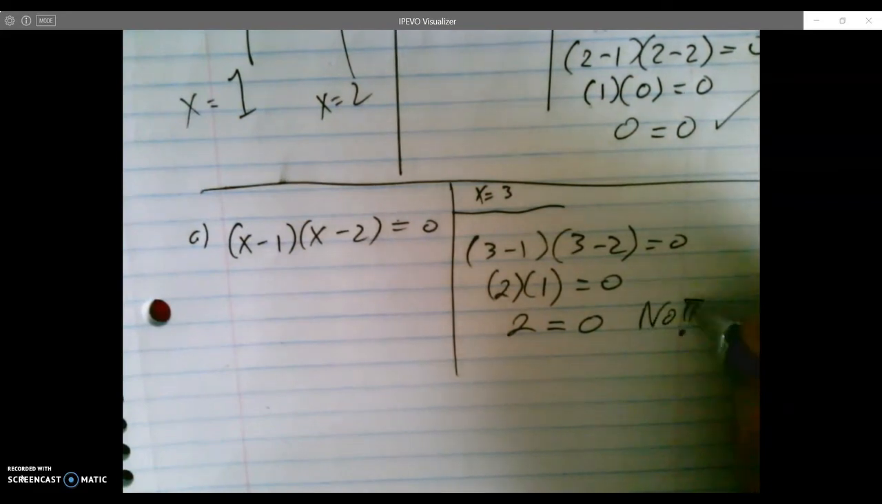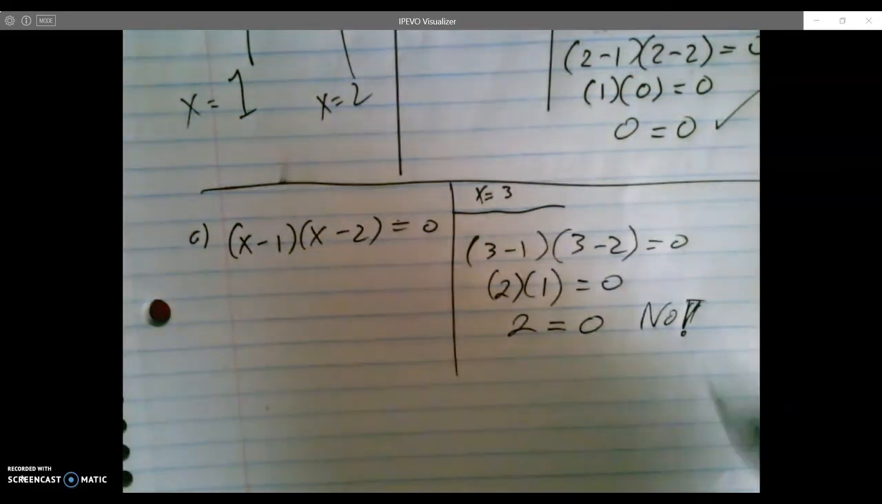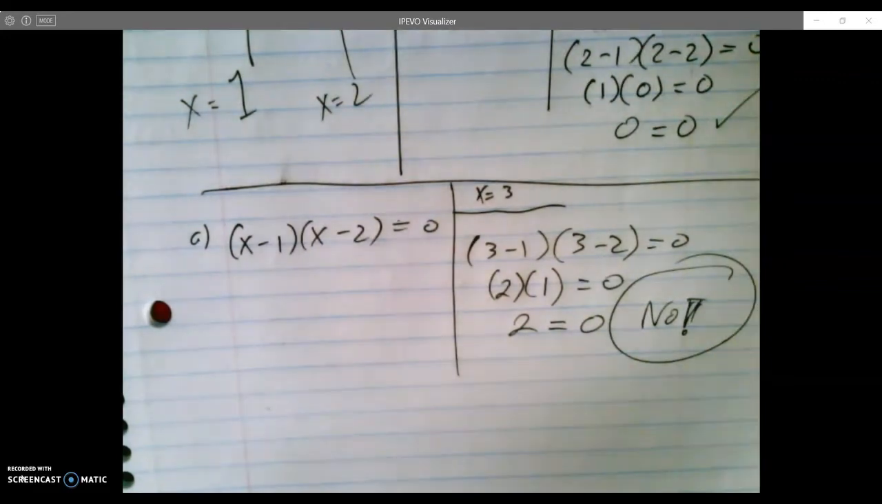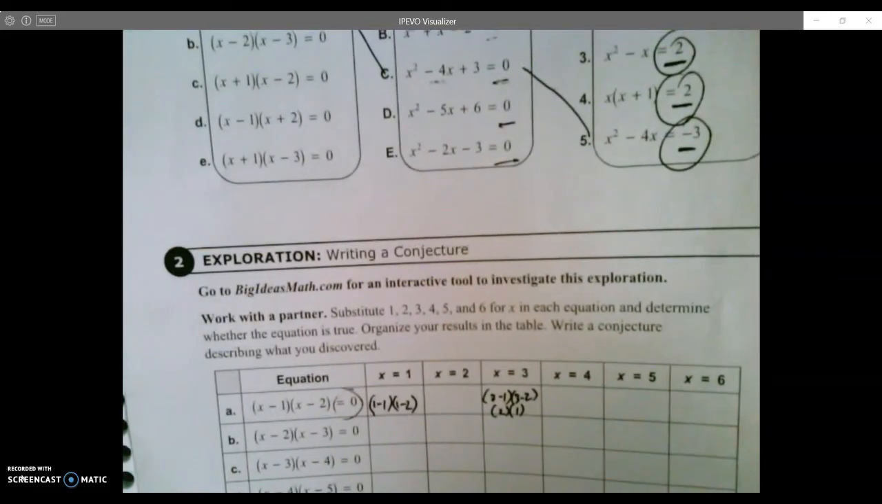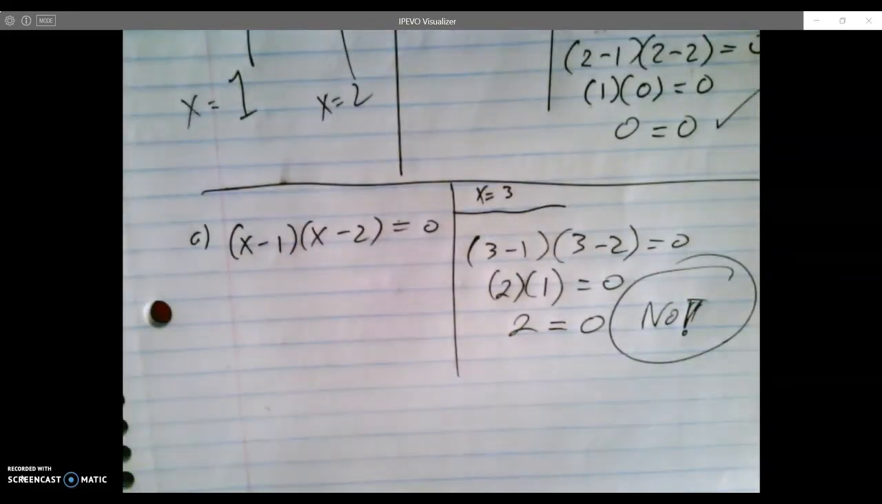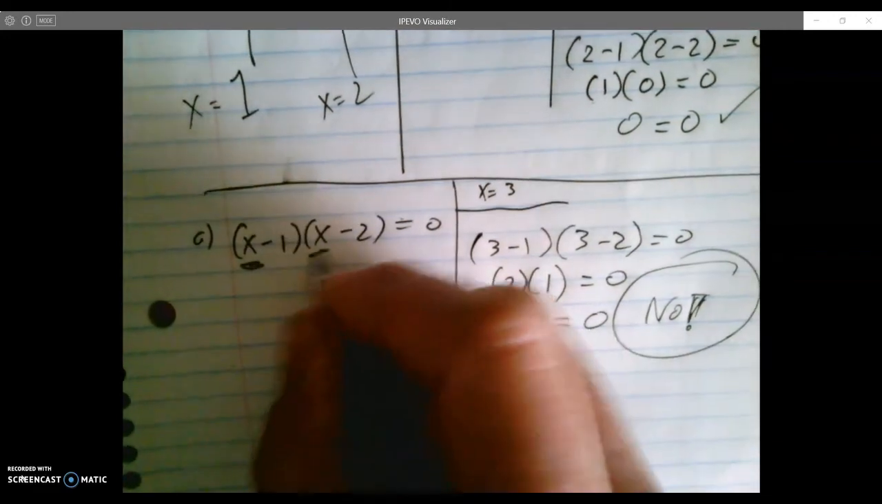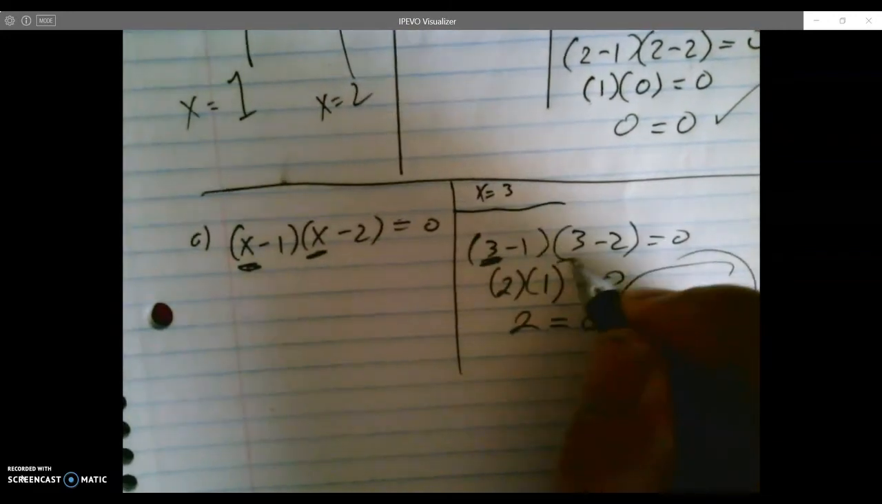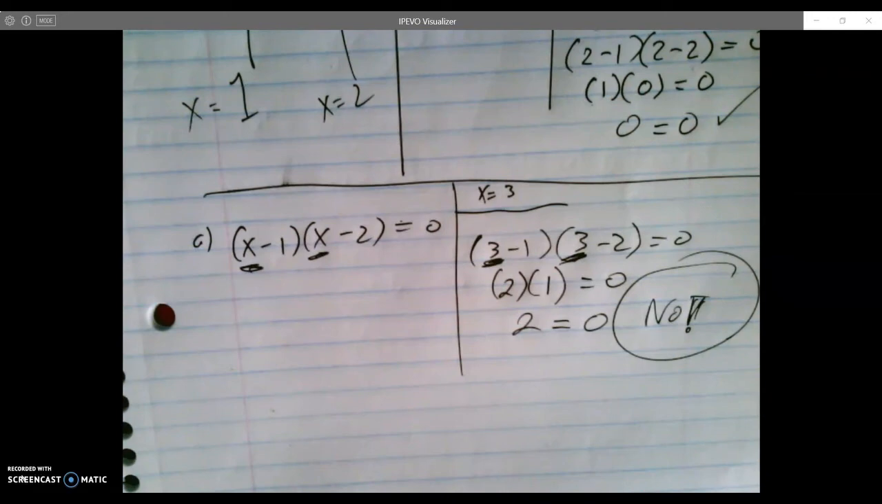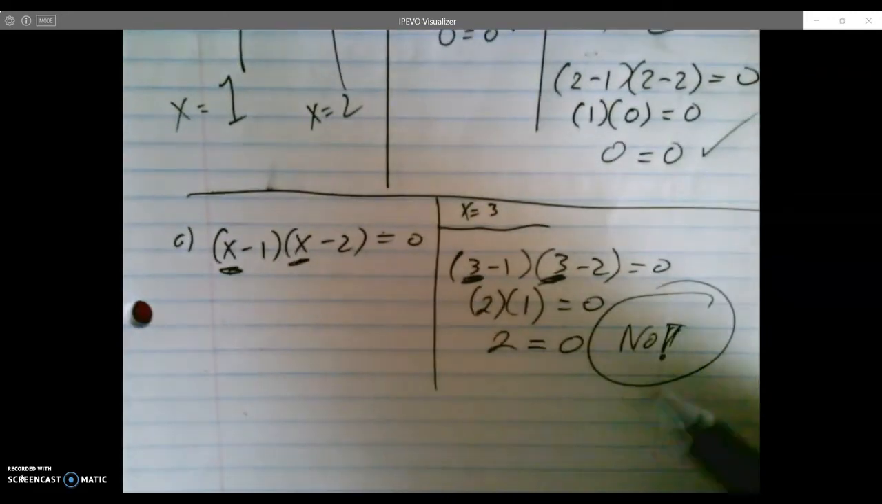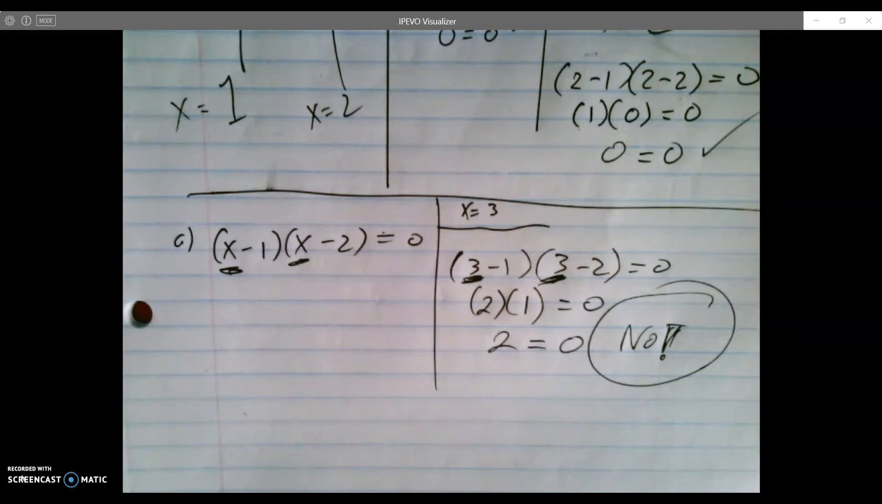No, that's not equal. I want to point that out because not all of these are going to work out. Okay, and if you're confused by it before, let's make sure that's clear. It's x, and you're replacing those with the same number each time. In this case, it's a 3. And then you're checking, is it equal? In this case, no, it is not.